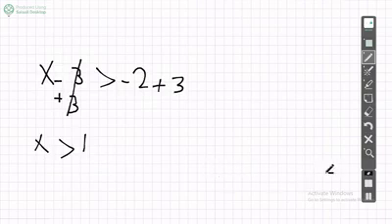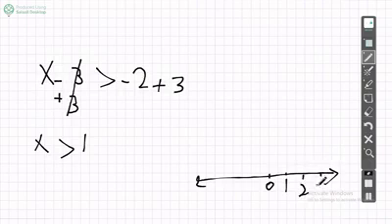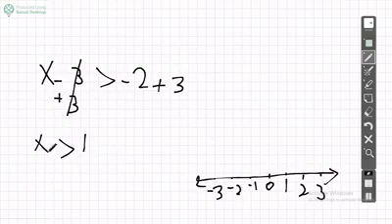So how can I graph the solution on the number line? By drawing the number line first. So this is the number line. Here in the middle we have 0, and here 1, 2, 3. Here -1, -2, -3. So 1 is not included in the solution, so we will place an open circle at 1.